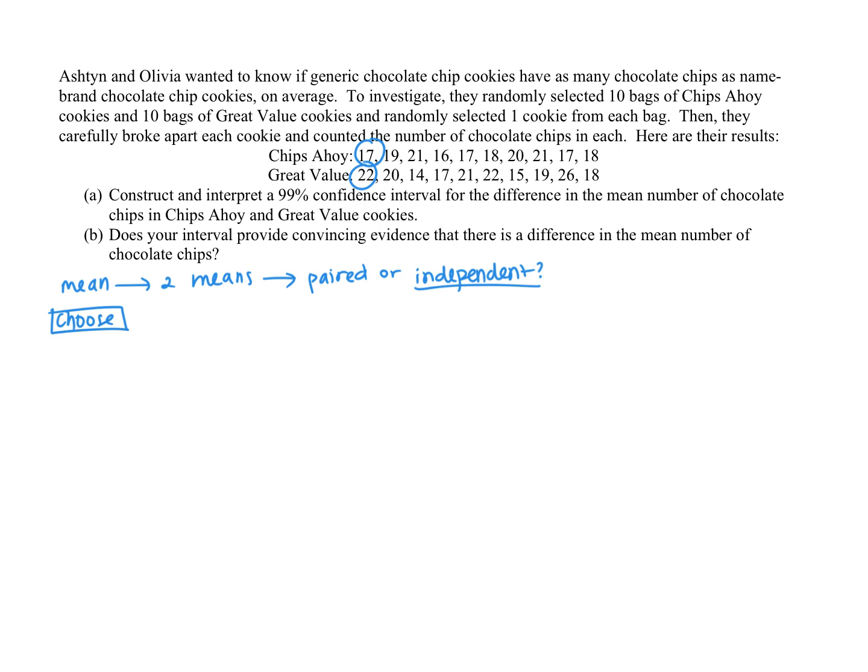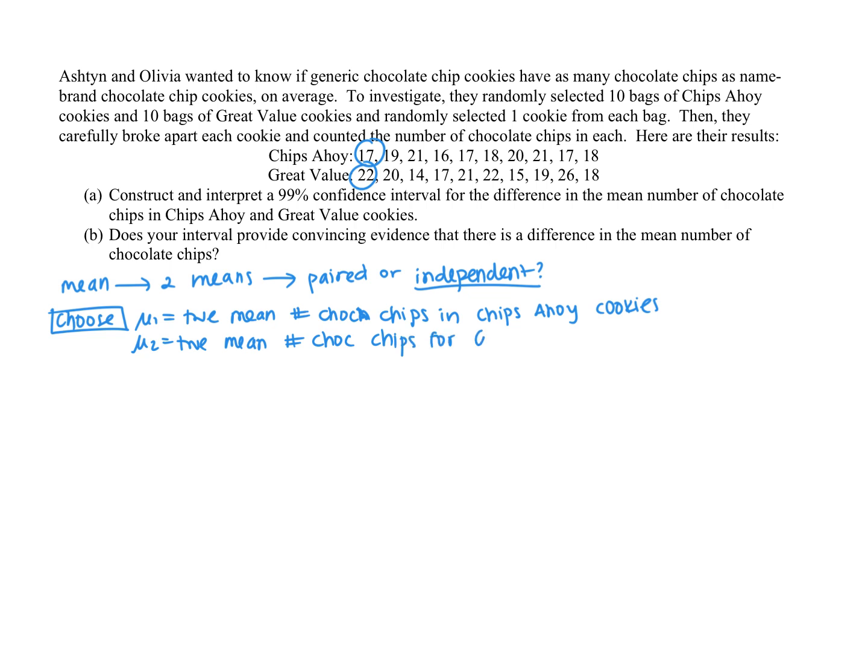Okay, so this is our new procedure. So since these are independent, we need two parameters. So we will need mu1 for the first sample and mu2 for the second sample. So mu1 is going to be the true mean number of chocolate chips in Chips Ahoy cookies. mu2 then will be the true mean number of chocolate chips for Great Value cookies.